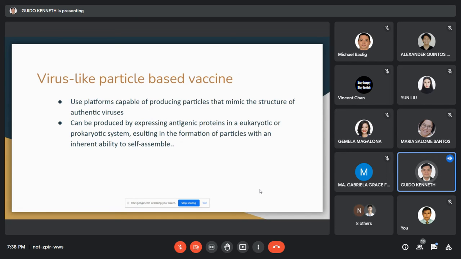Another novel vaccine technology is the virus-like particle-based vaccine. They use platforms capable of producing particles that mimic the structure of authentic viruses. They can be produced by expressing antigenic proteins in a eukaryotic or prokaryotic system, resulting in the formation of particles with an inherent ability to self-assemble.